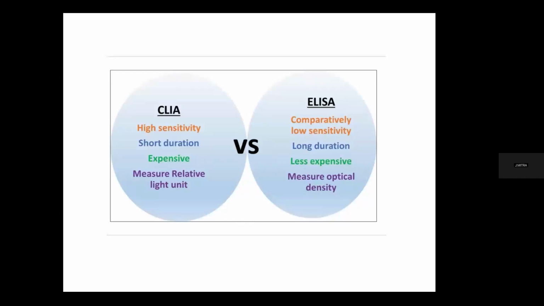So if we compare CLIA versus ELISA, CLIA is a high sensitivity technique and ELISA is comparatively less sensitive. CLIA is a very short duration technique, and ELISA requires a long time to complete the total procedure. CLIA is a bit expensive compared to ELISA, and CLIA measures the relative light unit, while ELISA depends on optical density.